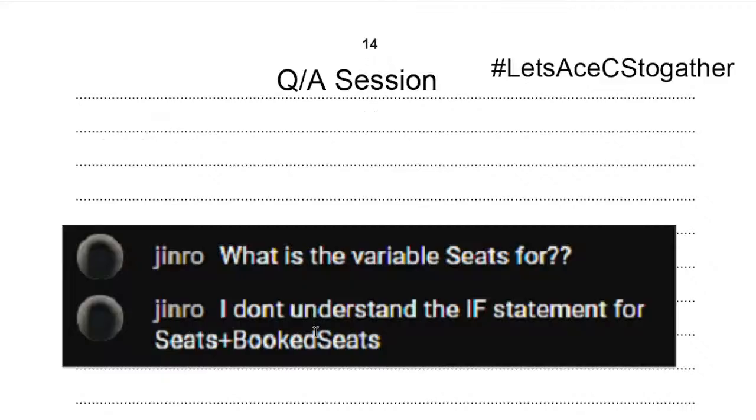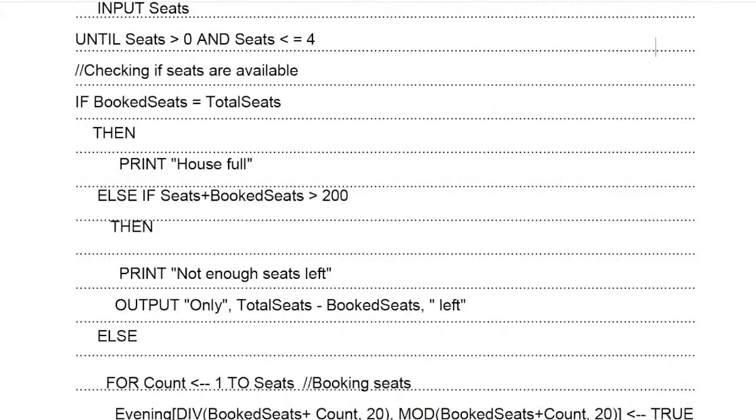And then in the second comment, you said, I do not understand the if statement for seats plus booked seats. I'm guessing you're talking about this. We basically have to check for three things. If the number of seats that are already booked in the auditorium are equal to total seats, or equal to 200, that means there is house full. There are no more seats available, all 200 of the seats have been booked.